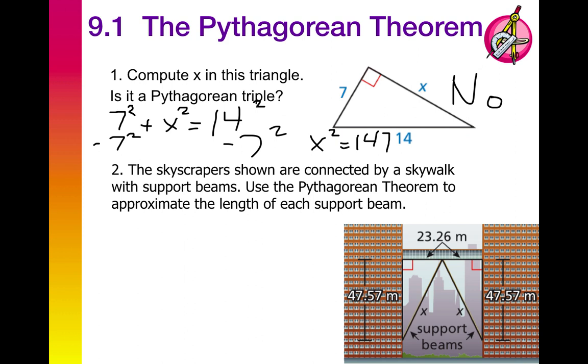Now let's take a look at the skyscraper. The skyscraper problem has two right triangles, and each right triangle has a leg of 47.57 and a leg of 23.26. So we can compute the third side here by just using the Pythagorean theorem. And I'll leave that to you to come up with the solution for that.